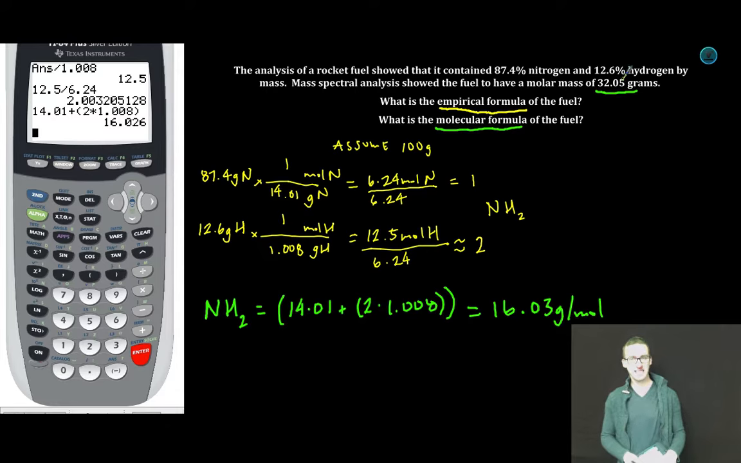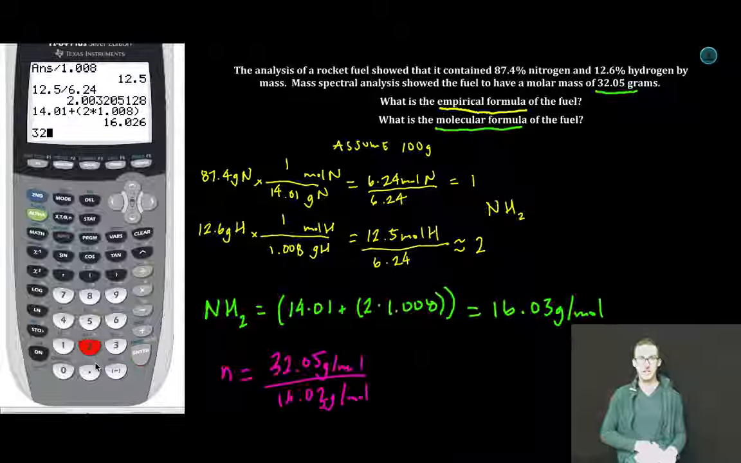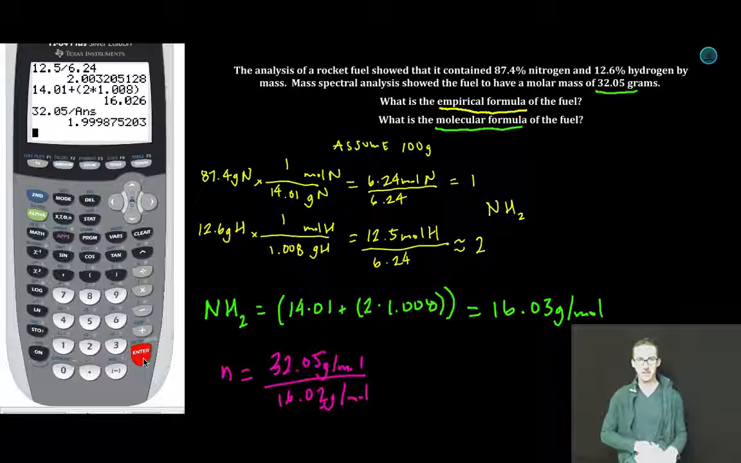Clearly not the same as the molar mass of the actual formula of this compound. Let's determine how many times larger the molecular formula is than the empirical formula. To do that, we simply compare our molecular formula molar mass, 32.05, to the molar mass of our empirical formula, 16.03. 32.05 divided by 16.03. It's about 2 times larger.